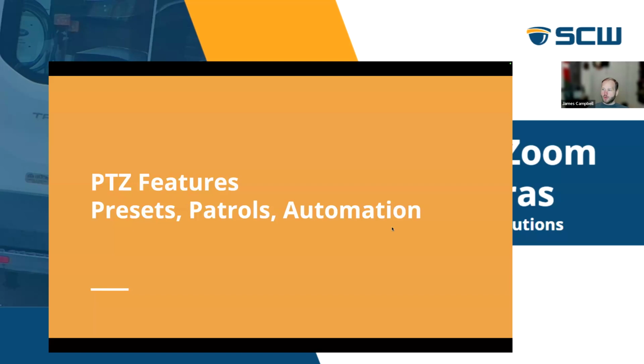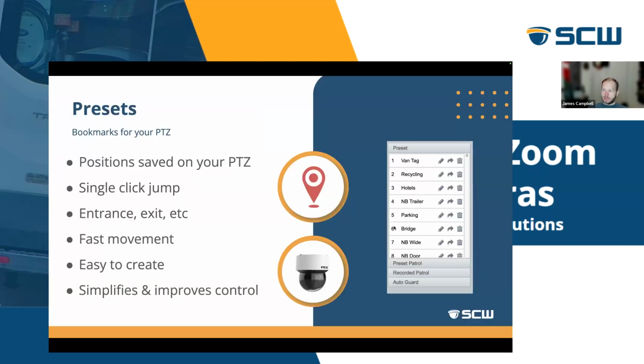So that rolls into the next portion, which is going to be our presets, patrols, and automations. So what are these things? Well, first off, a preset. These are like a bookmark for your PTZ. We know bookmarks from web browsers. We like sites, we bookmark them so we can get there very easily without having to type it every single time. It's very similar for PTZ.